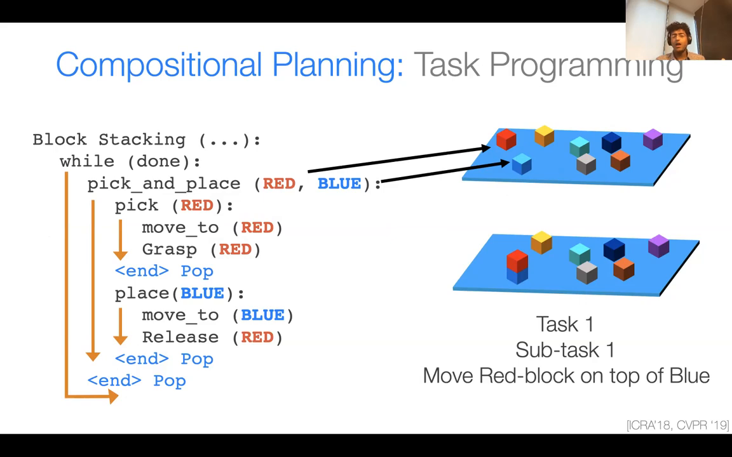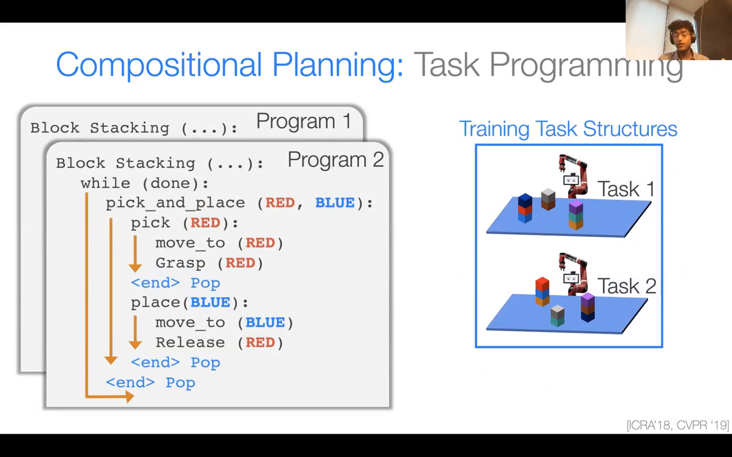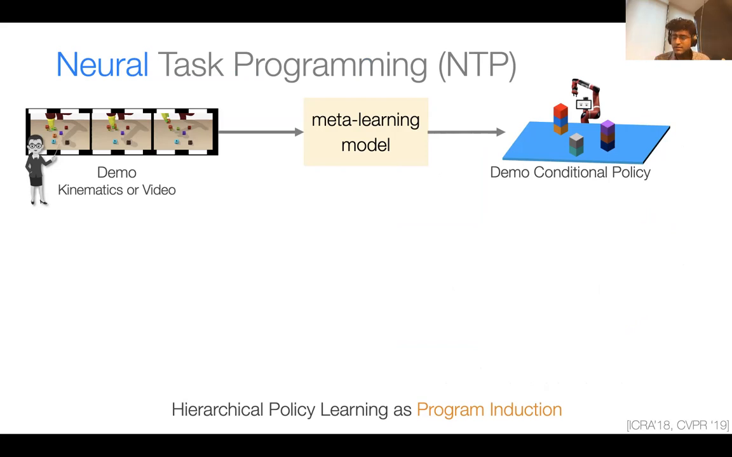So let's think about how we would go about building an algorithm that would perform a single step of block stacking. If this was to be done explicitly, this would mean that you would write a program which would put the red block on top of the blue block. And a program might look something like this. If we wanted to do something slightly different, we would have to write a new program. And this space of programs is actually combinatorial, where the low-level primitives, the function calls, stay the same. However, their ordering and permutation can change.